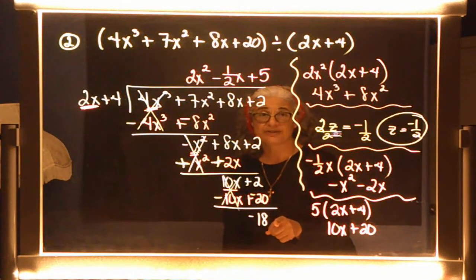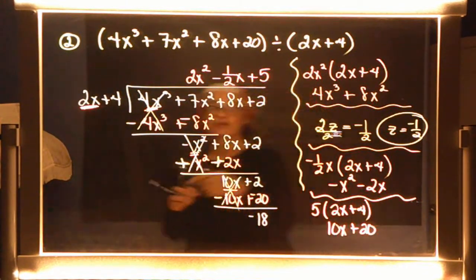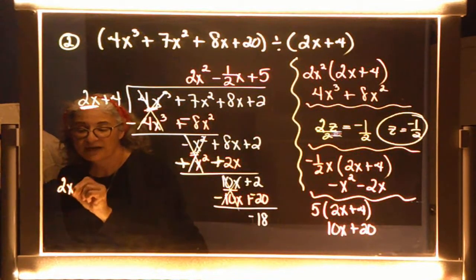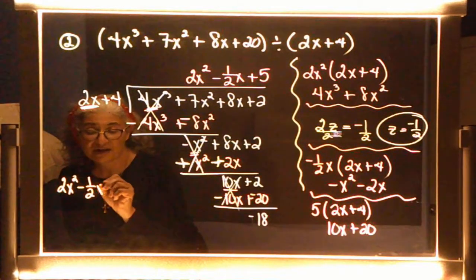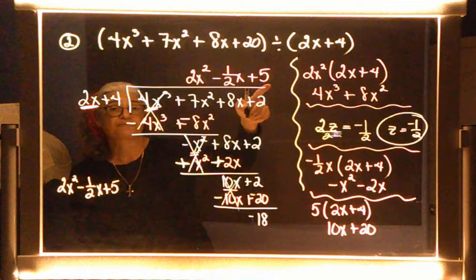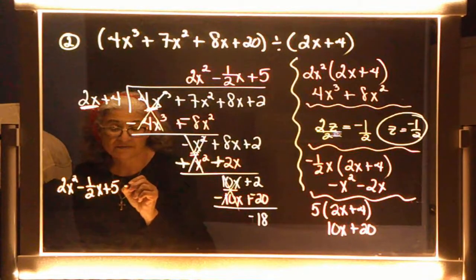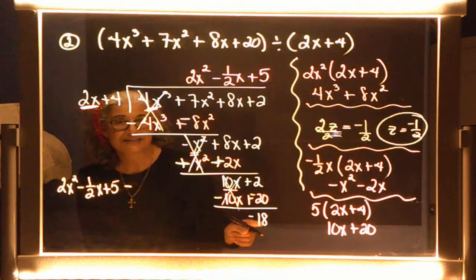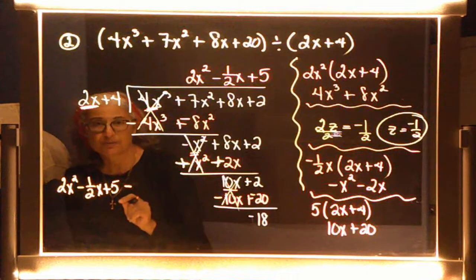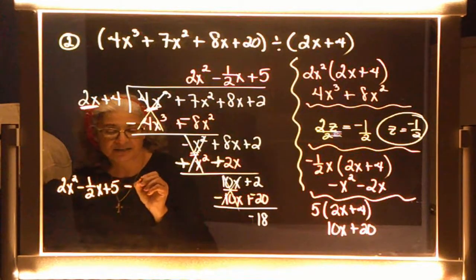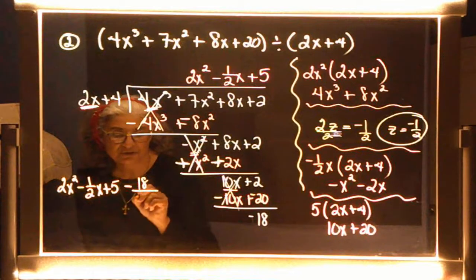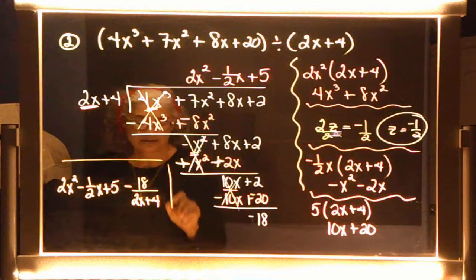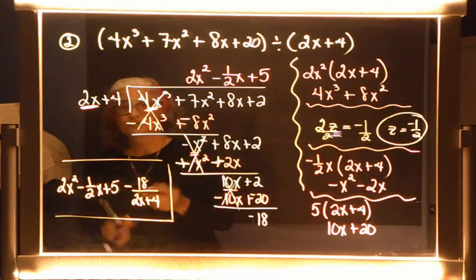That is your remainder. So, you're like, well, how do I write this? So I'm going to start writing my answer over here because I have more room. So I have 2x squared minus 1/2 x plus 5, right? This 18 is a negative, so minus. Now understand what you're trying to do. You're still trying to take this negative 18 and divide it by the 2x plus 4. So that's how I'm going to write it. I'm going to take the negative 18 and I'm still trying to divide it by the 2x plus 4. Here is the answer to this long division problem.